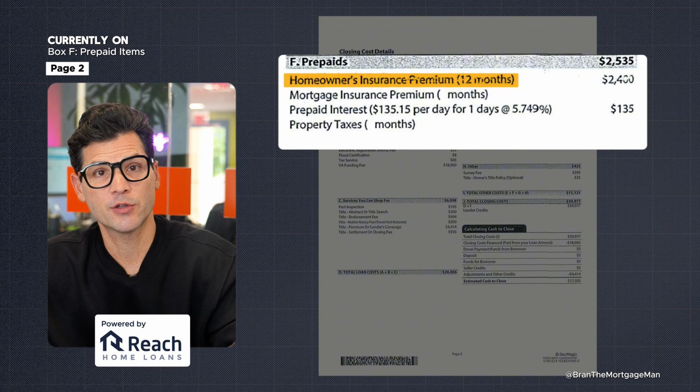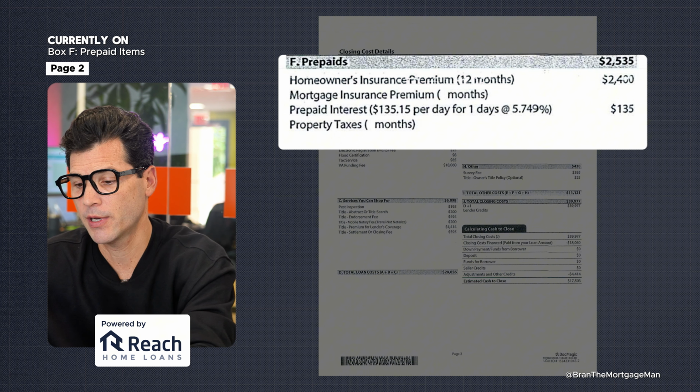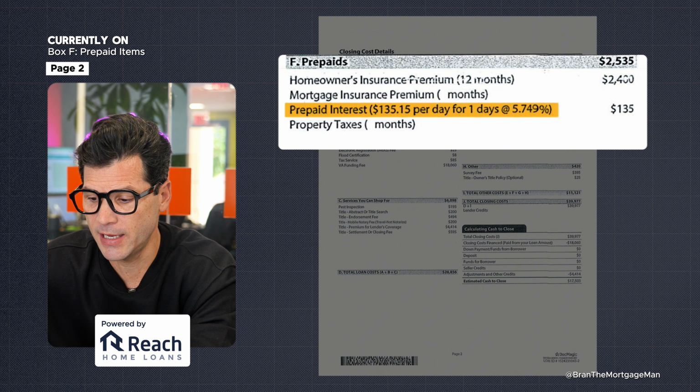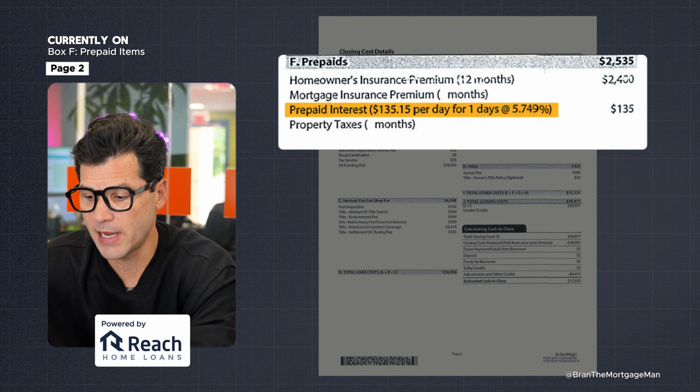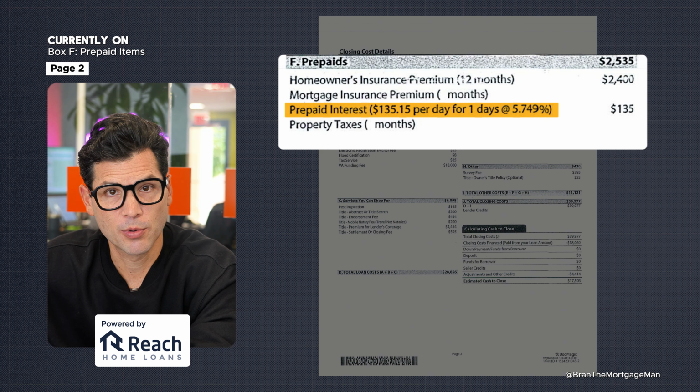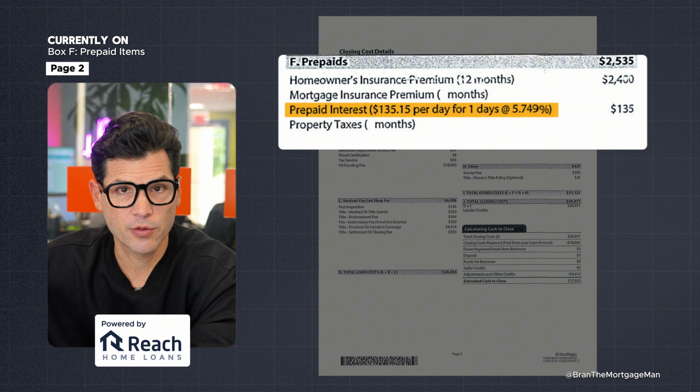You have full coverage in place when you close on the property, so you're covered from the moment you move into the property. On top of that, you see it says prepaid interest, and in this case, it's $135.50 per day for 1 day. This person, as I said, is closing on October 31st, so their interest is $135 a day. Now, you might say, why am I paying interest on a mortgage that I'm just obtaining? So the way mortgages work is the interest is actually collected in arrears, meaning it's collected after the month in which the interest was actually incurred.